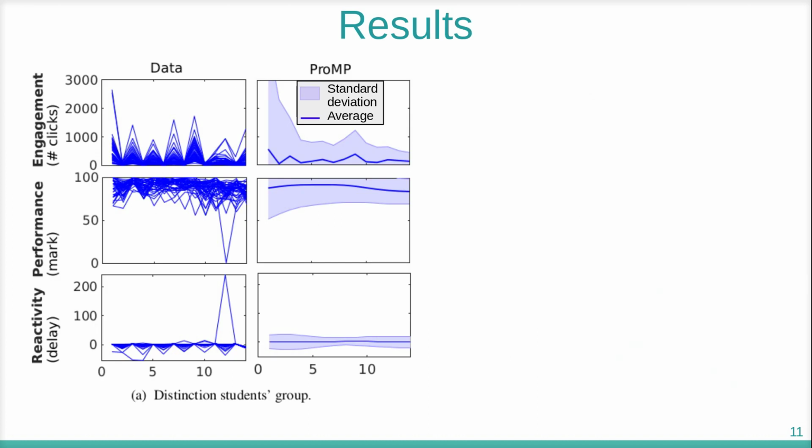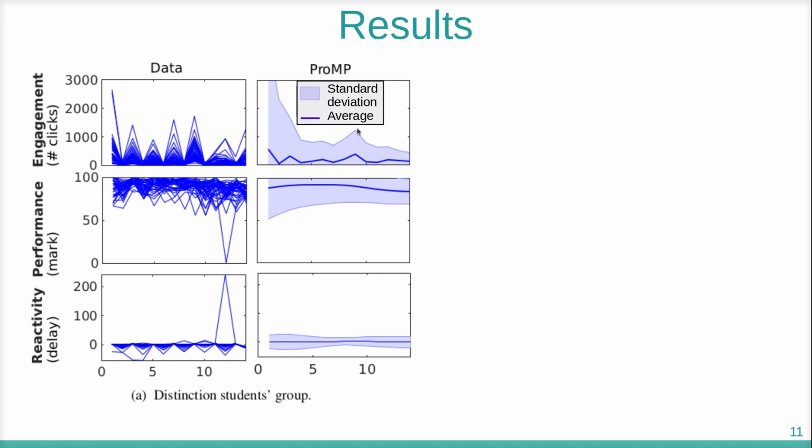Here is the kind of result we have. So on the left part, we have the real data, and on the right part the ProMP, which corresponds to a mean in bold line and a standard deviation in the shaded area. Each line corresponds to a learning indicator: the engagement, performance, and reactivity. Here in blue we represent the distinction student group, and other colors will correspond to other groups.